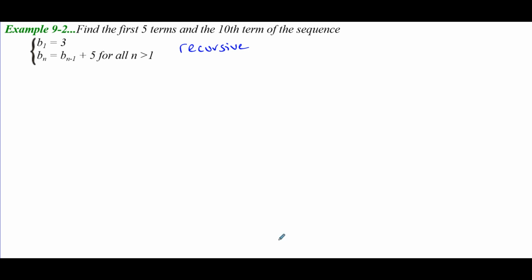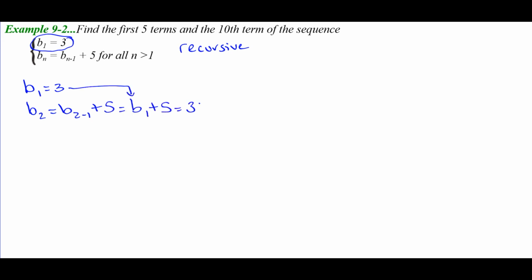So here we're going to generate these recursive terms. So b sub 1 equals 3. So that was given to us right here. So we know that. Then this second formula, so b sub 2, so when n equals 2, we're going to say b sub 2 minus 1 plus 5, which is going to be b sub 1 plus 5. So now I'm going to plug in, so 3 plus 5 is 8.